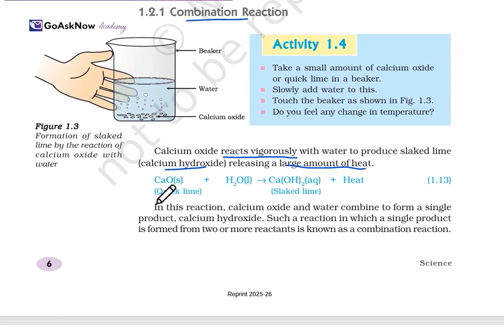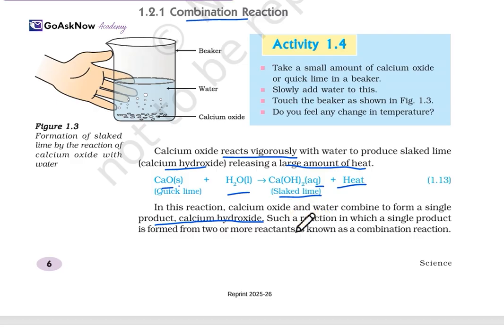In the chemical reaction, we can write it as CaO, which is quick lime, in the solid state, and H2O, which is in the liquid state, and when they react, they form a product which is Ca(OH)2, slaked lime, in the aqueous state, plus heat. So, in this reaction, the calcium oxide and the water combine to form a single product, which is calcium hydroxide. Calcium oxide gets mixed with the water, and we get calcium hydroxide.